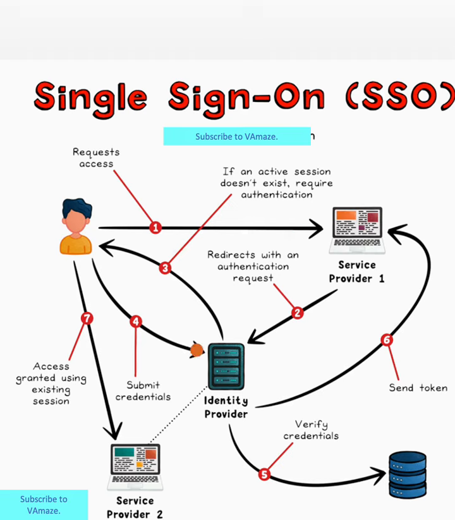Step 7. Token delivery. The identity provider sends this authentication token back to the original service that requested it. This typically happens through a secure redirect or API call.